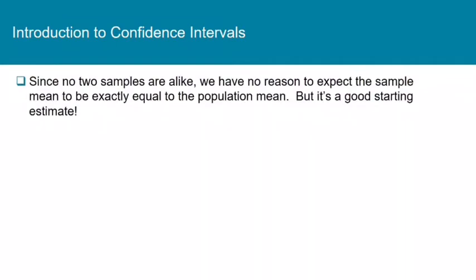However, since no two samples are alike, we have no reason to expect the sample mean to be exactly equal to the population mean. In other words, every time you take a different sample, you would get a different X bar. So how would you know which one is the true population mean? And the answer is that none of them can be expected to be exactly equal to the population mean, but that sample mean is a good starting estimate.